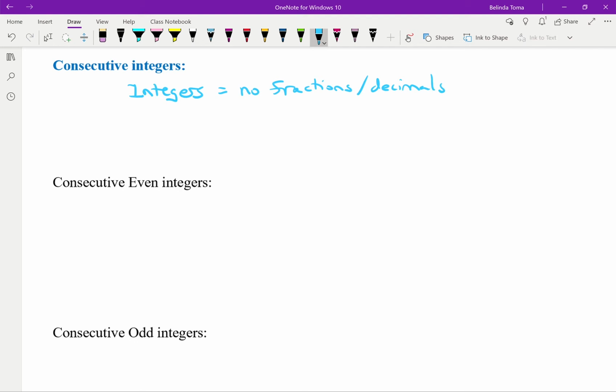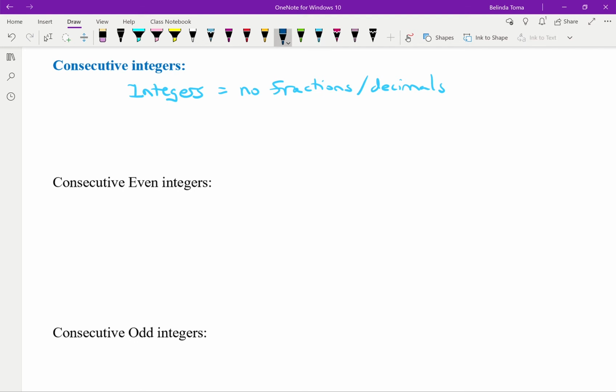So if we're talking about consecutive integers, we might be talking about the numbers 1, 2, 3, or 4, 5, 6. So as you can see, they're right after one another. We want to almost think of numbers that are on a number line. Of course, they can be negative as well. It could be -5, -4, -3.